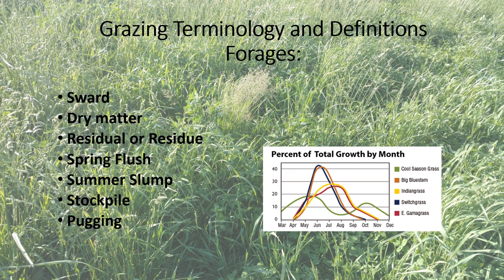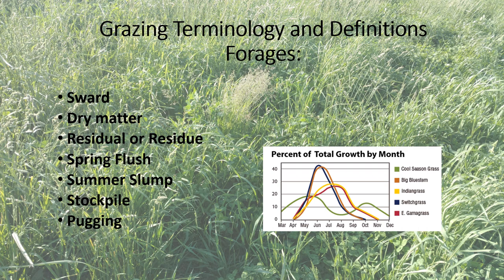Stockpile, we talked a little bit last slide about stockpiled forage would be forages that we've grown for the purpose of grazing later in a time when forages aren't actively growing. So that could be, it's typically the fall and winter, but also could be the summer slump. We could be doing tall grass grazing in that summer slump area. And then pugging, something we talk about this time of year.